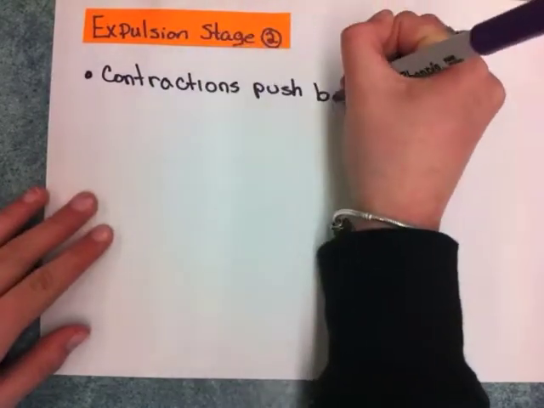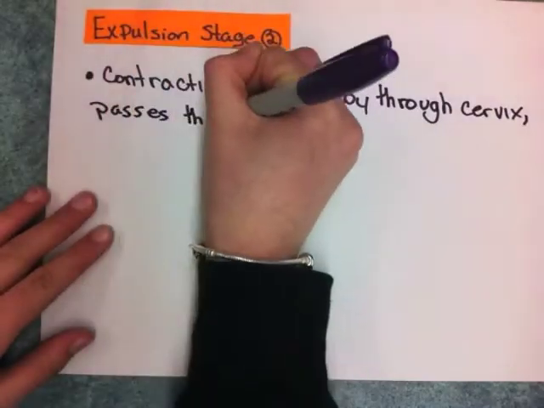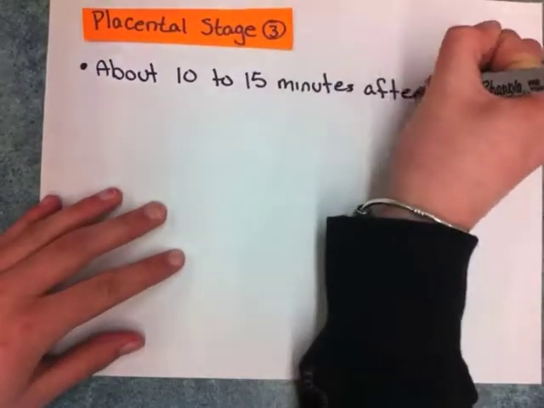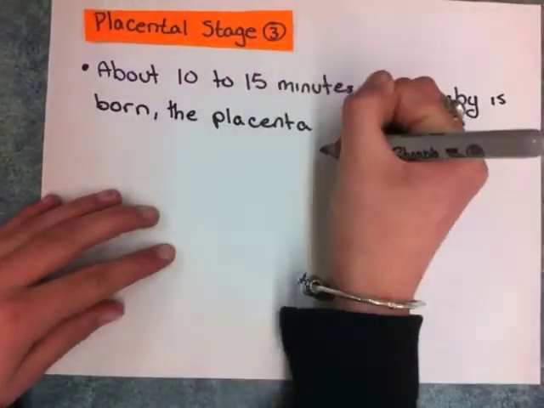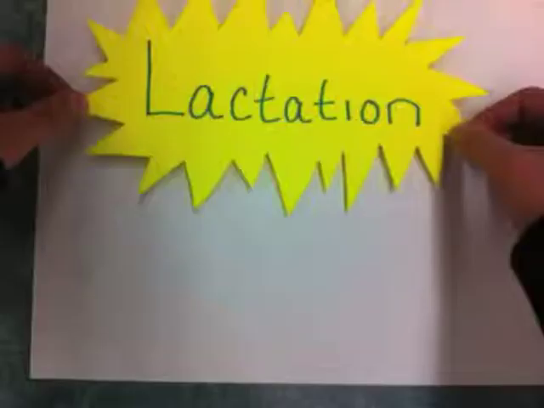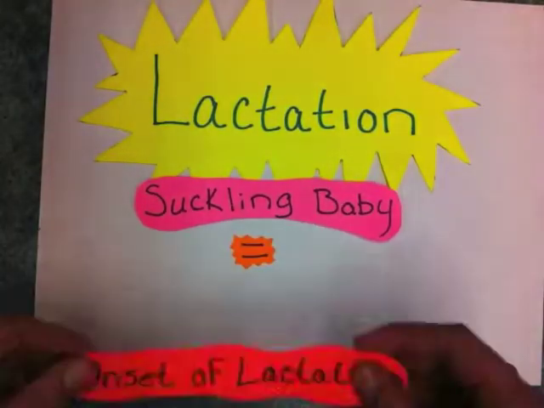The expulsion stage. Contractions push the baby through the cervix and it passes through the birth canal. The placental stage. About 10 to 15 minutes after the baby is born, the placenta and umbilical cord are expelled from the uterus. Lactation. A suckling baby equals the onset of lactation.